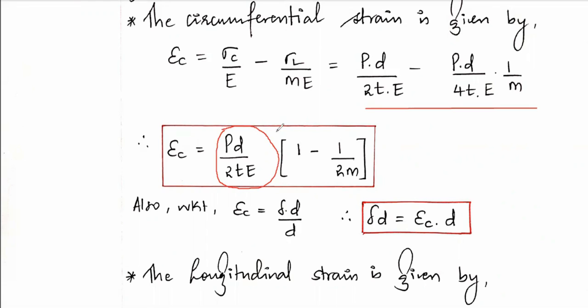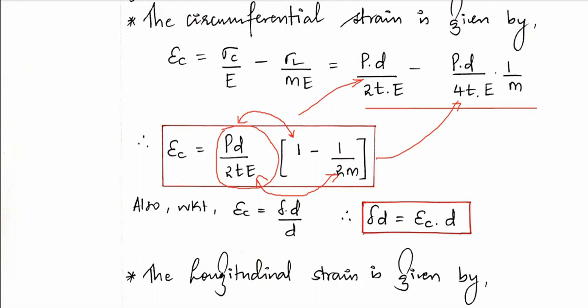So what is the concept here? If I multiply the first term and the common term, then I should be getting this value. And if I multiply this and this term, I should be getting this value. So this is the logic of taking common things into consideration. So PD divided by 2T is common. So what is left out is 1 minus 1 divided by 2m. Okay, so this is the expression for circumferential strain.